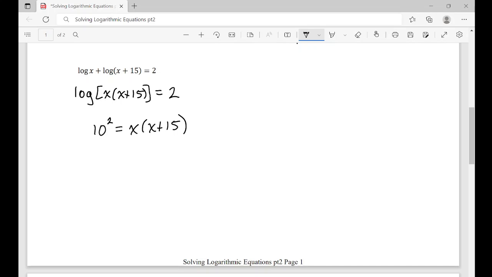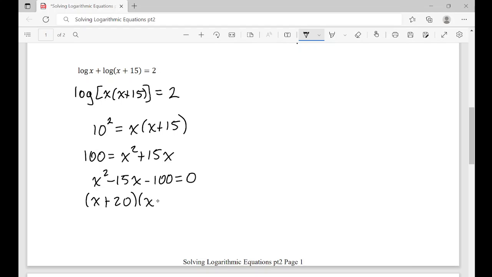And so distribute the x across, and 10 squared is going to give us 100 equals x squared plus 15x. And move everything to one side. I'm going to get x squared plus 15x minus 100 equals 0. And I can factor this down to x plus 20, x minus 5. And I solve both of these, and I'm going to get x equals negative 20 and positive 5.